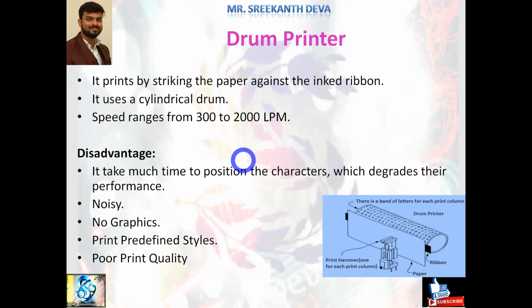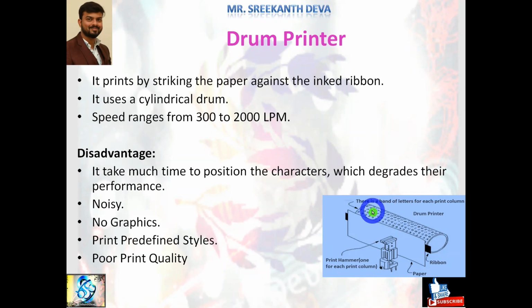Next we go with the drum printer. What is a drum printer? A drum printer is a type of line printer that prints by striking the paper against the inked ribbon. This drum printer also comes under line printers. You can see this is about the drum printer.